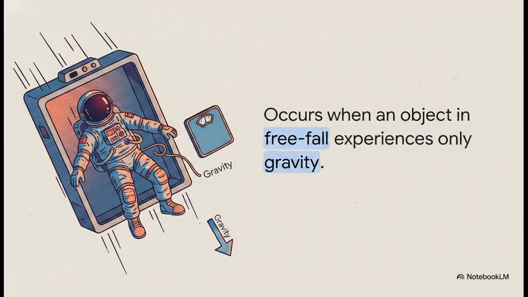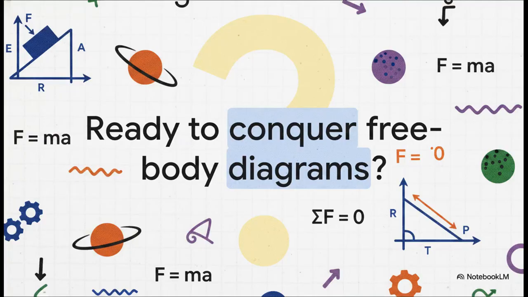Which naturally leads us into this fascinating curriculum concept of weightlessness. What's absolutely crucial to understand here is that weightlessness does not mean gravity has just disappeared. No way. Instead, it happens when an object is in a continuous state of free fall. You're experiencing only the force of gravity, with absolutely no normal force pushing back up against you to give you that sensation of weight.